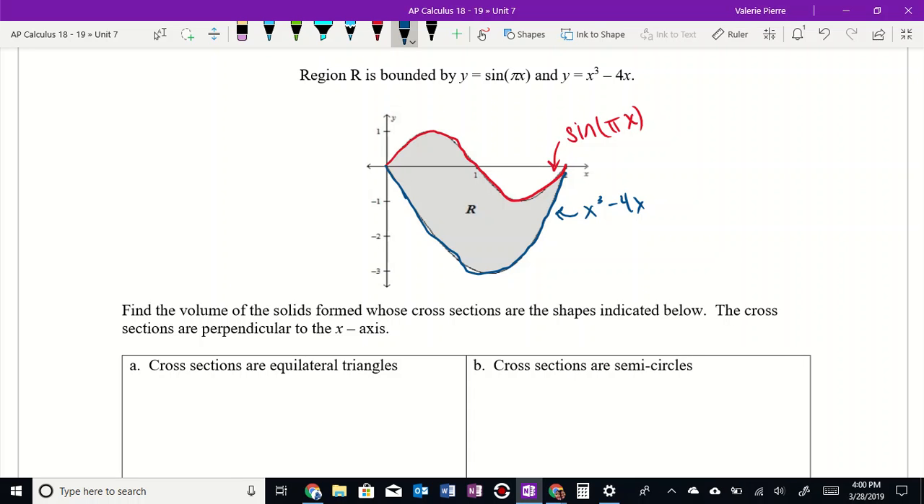Okay, now that we figured out which function is which, we're going to identify which one is the upper function and which one is the lower function. Looking at the shaded area that is drawn here, the upper function is the sine pi x function. And our lower function is x cubed minus 4x.